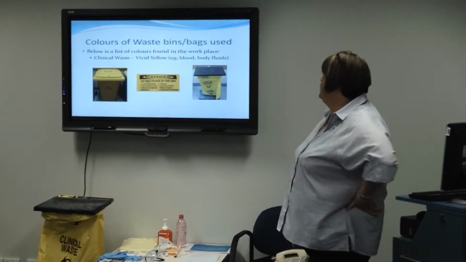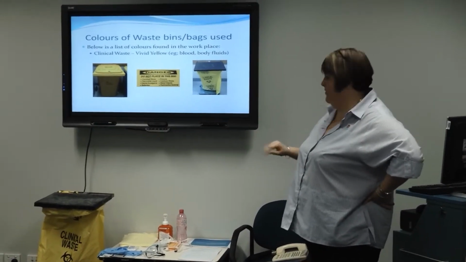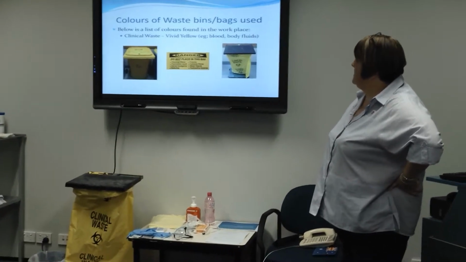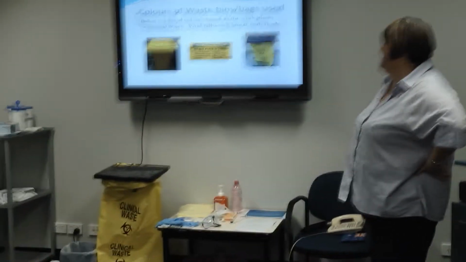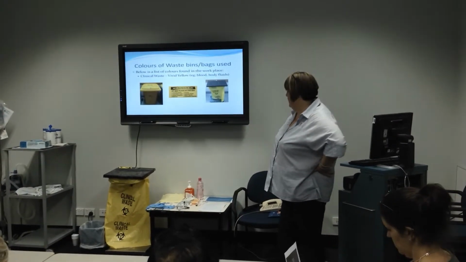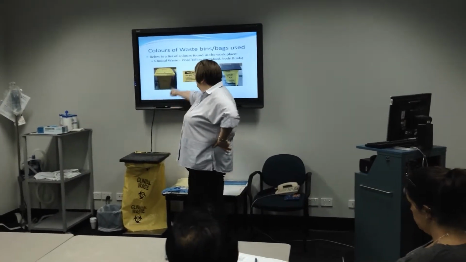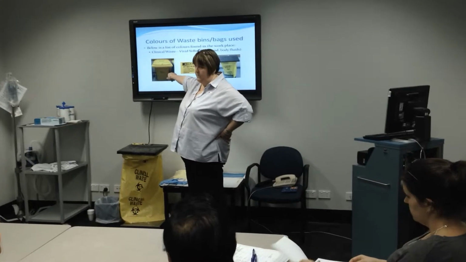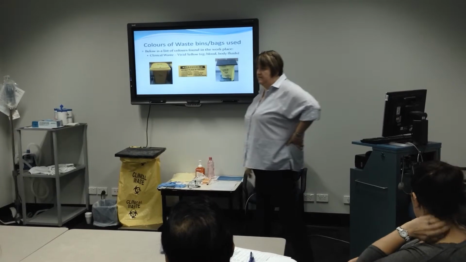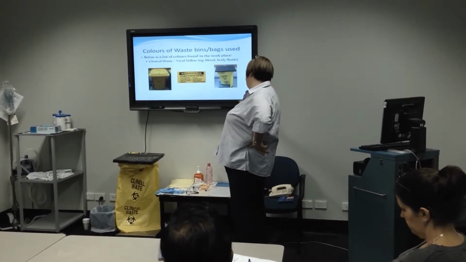Now, your colours of your waste bins, bags used, below is a list of what they actually are, and I've actually brought a couple in so you can have a look at what they look like. The first one we've got here is clinical waste, and that's in a vivid yellow. So things like blood and body fluids are used to be disposed of with these. So you've got your clinical waste bin here. They can either be in this form or the form of an actual SULO bin, which is yellow. And then they've also got what you can and what you can't actually put on to those bins. So that's your clinical waste vivid yellow.